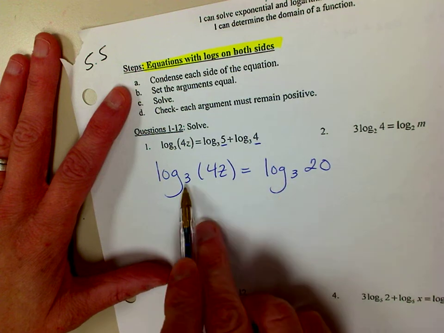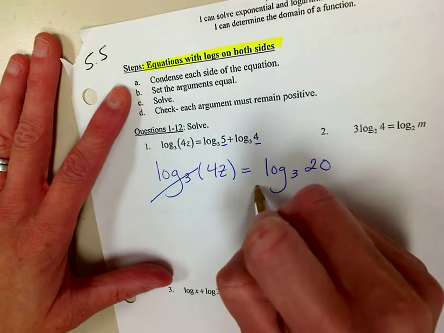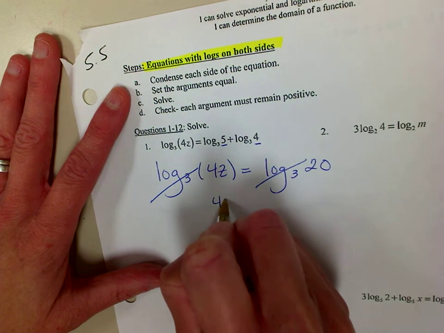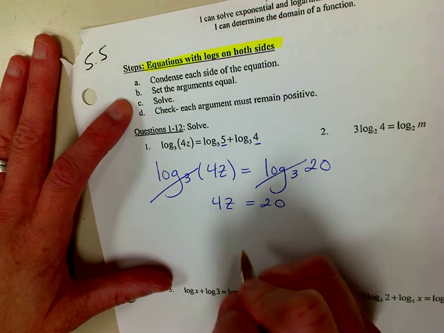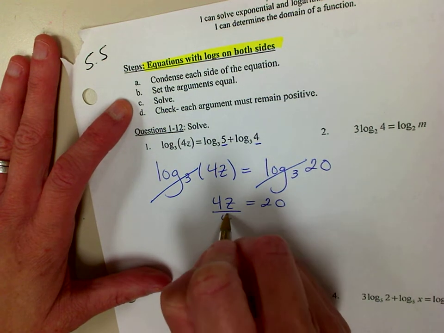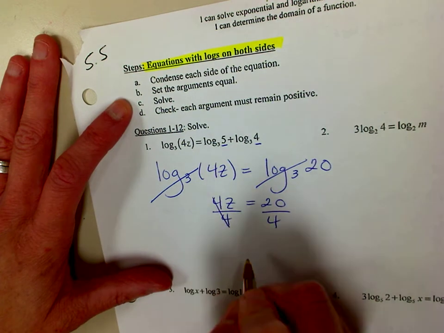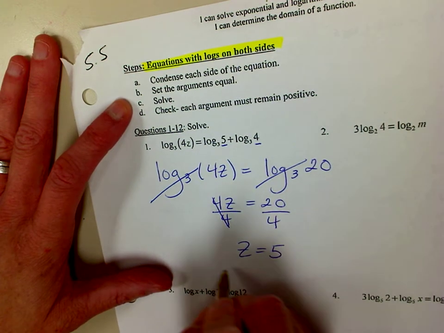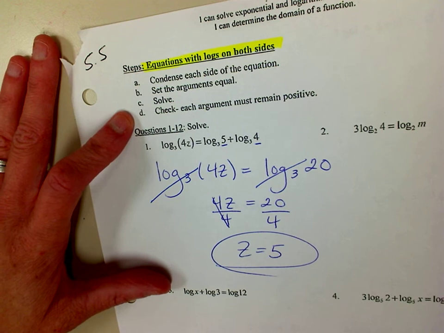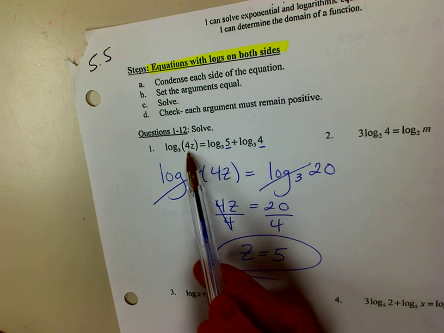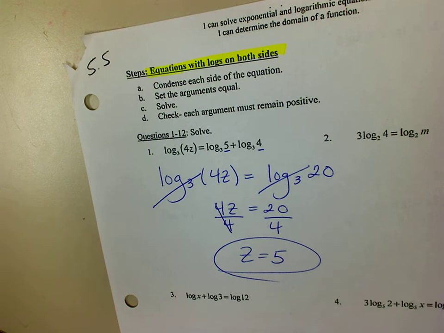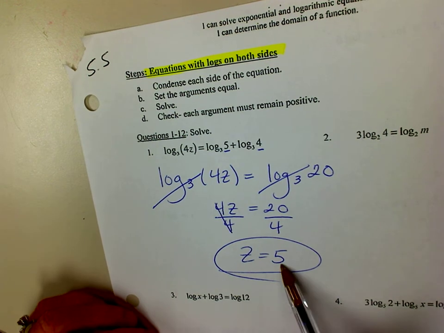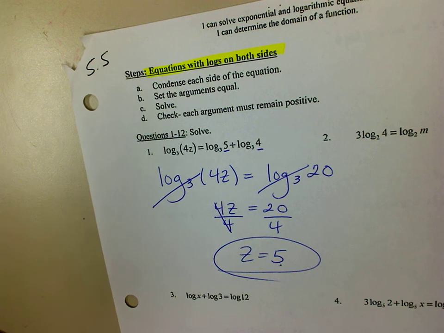So since we have a log on each side, I can just cancel those out, which means I'm left with 4z equals 20. And I'm going to solve. So to solve for z in this case, I'm just going to divide over the 4, and we get z equals 5. And then you always want to make sure to see if your argument is positive, because if you recall, whatever is here must be greater than 0. So since my answer is greater than 0, then I am good.